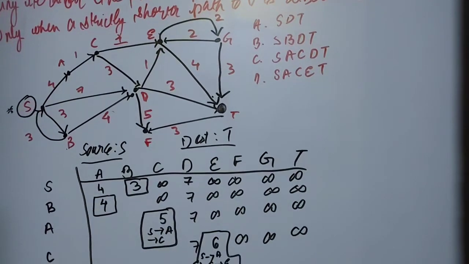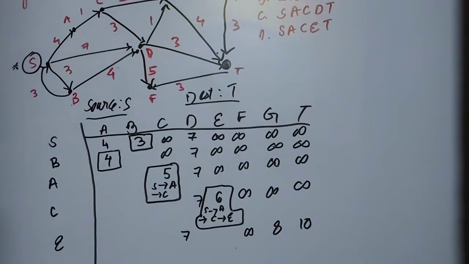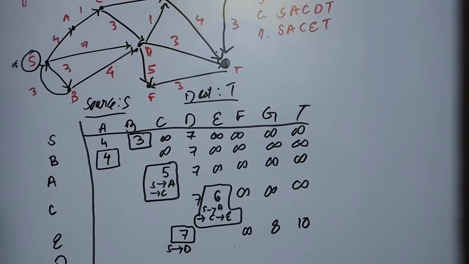Now D, as it is 7, will come, as it is the minimum. In this row the minimum value is 7, so the path gets updated like this, and we have a direct path from source vertex S to D. Now coming to the next iteration of the for loop. I have discovered that the last vertex is D.